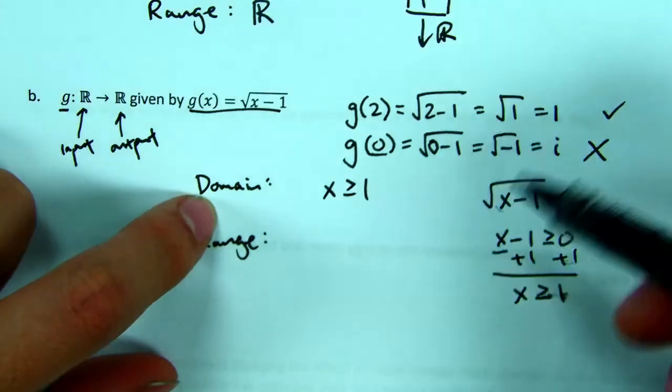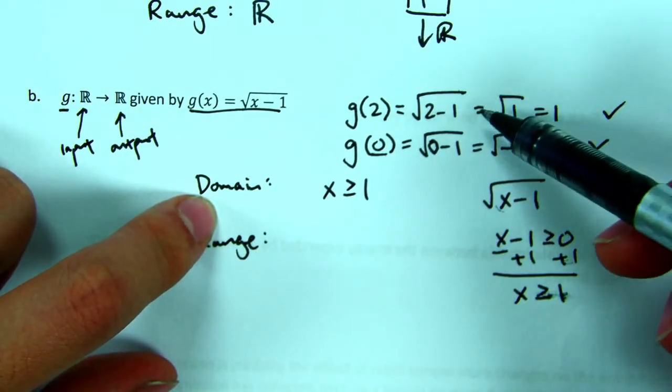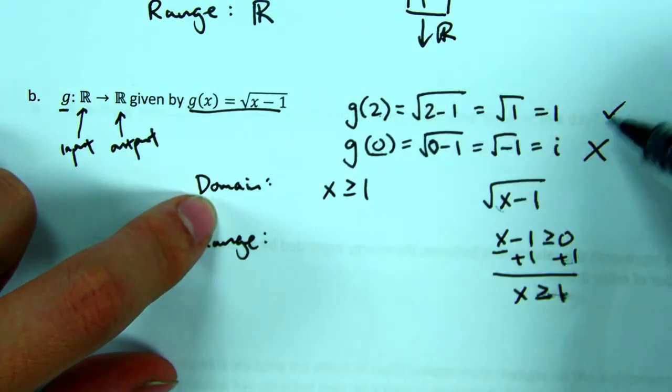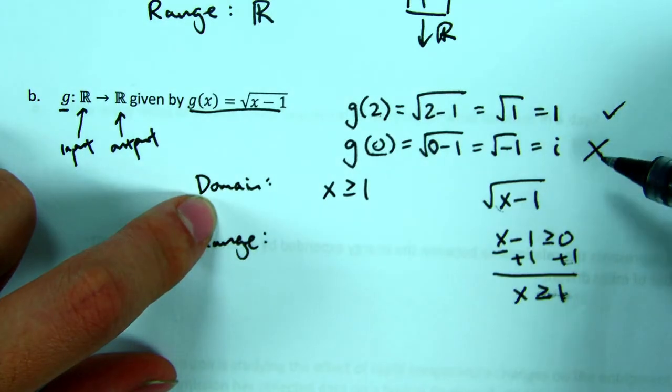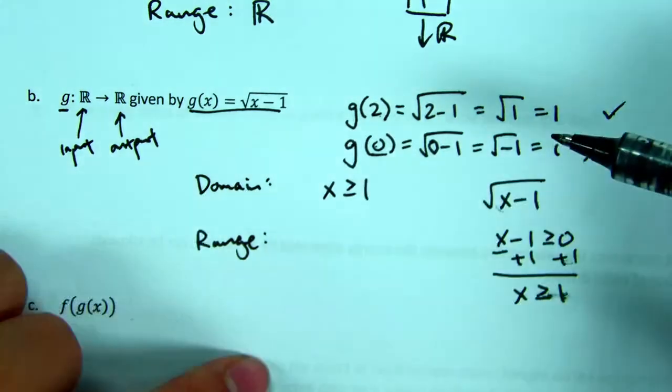And I can double check that. Take a look at the example here. Our example here, we plugged in 2, and it was okay. We plugged in 0, and it was not okay, because 0 is not greater than or equal to 1.